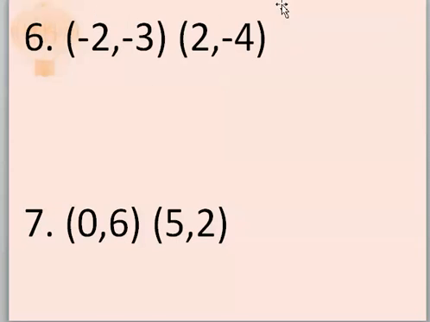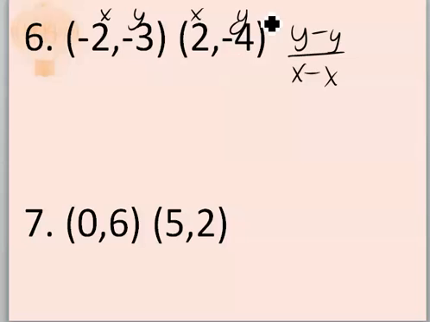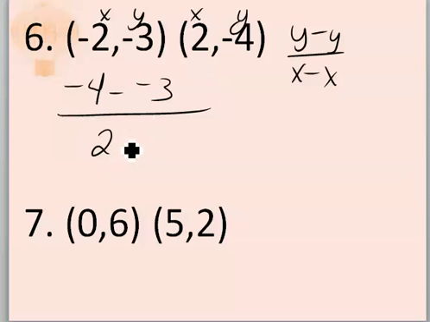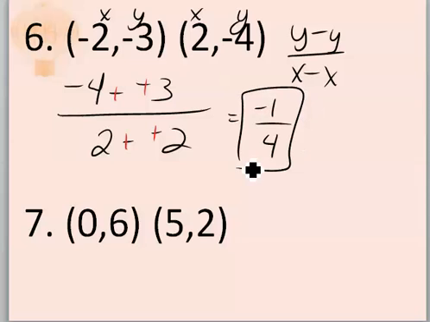Number 6, still using y minus y over x minus x. And I'm labeling my x's and y's to remind myself that x is always the first number, y is the second. So I'm going to do negative 4 minus negative 3 over 2 minus negative 2. And again, I'm going to do my change. Negative 4 plus 3 is negative 1. 2 plus 2 is 4. So our slope is negative 1/4.